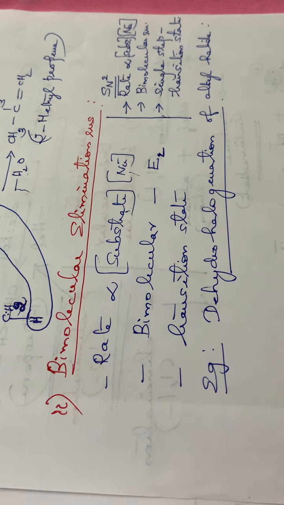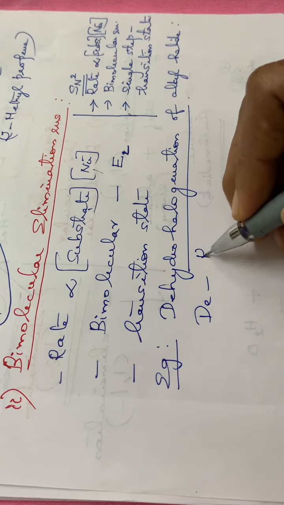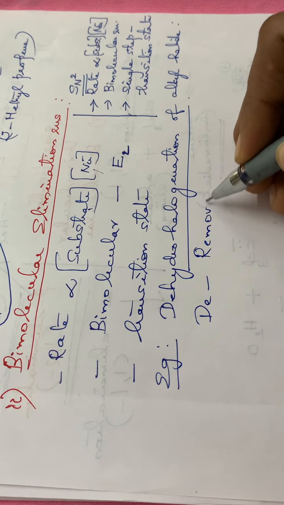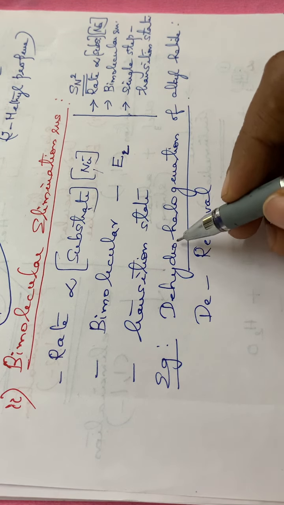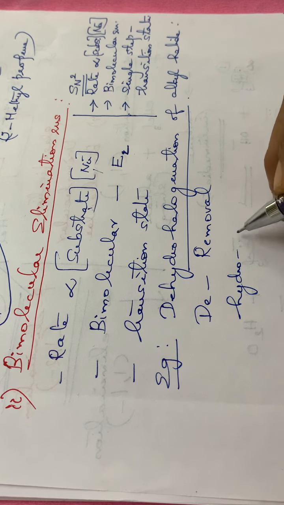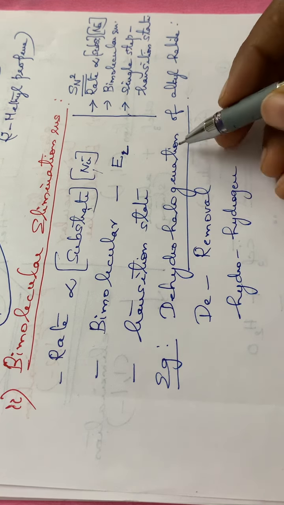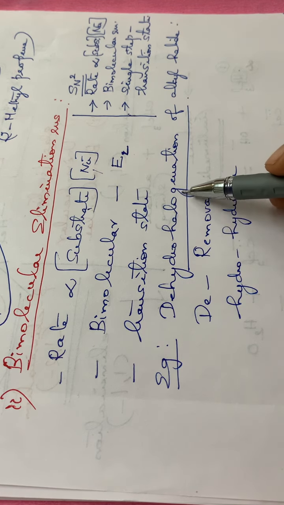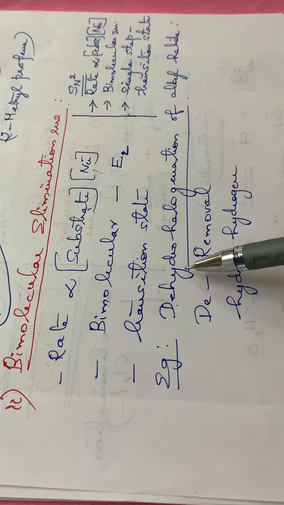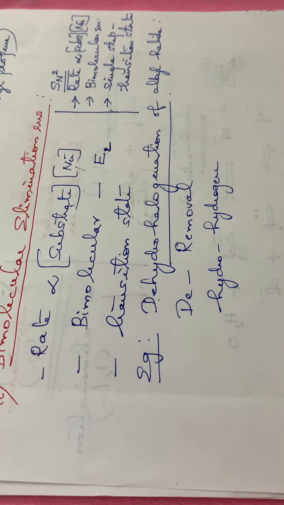What do you mean by dehydrohalogenation? The term de means removal. So it is removal of hydro, hydro means hydrogen, then halogen. So removal of hydrogen and halogen. That is what the term intends. Dehydrohalogenation of alkyl halides. So let us write the example.